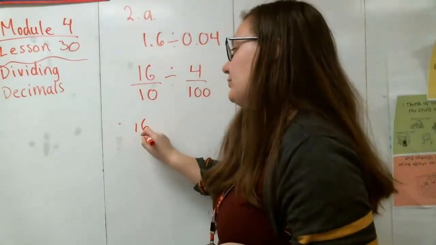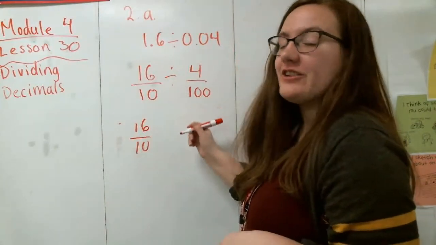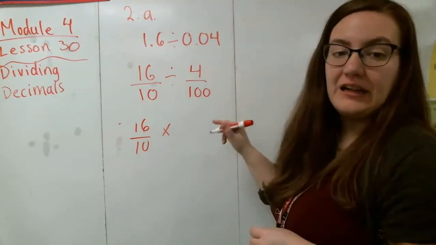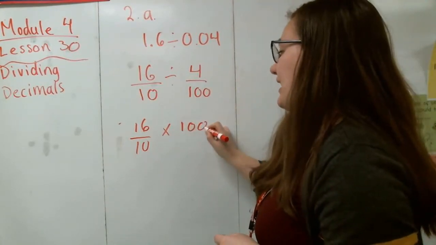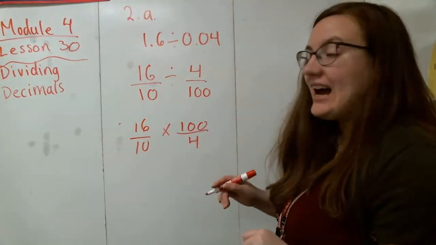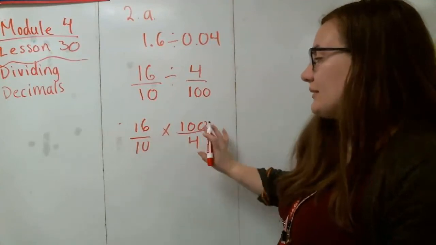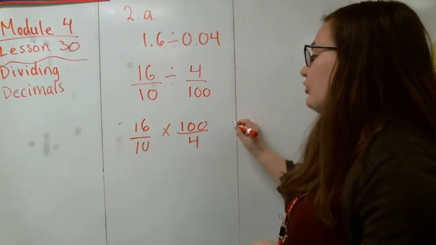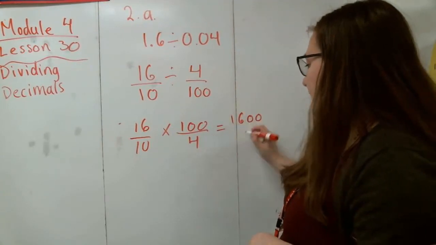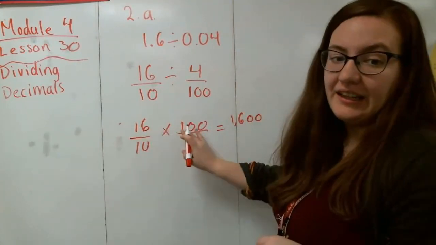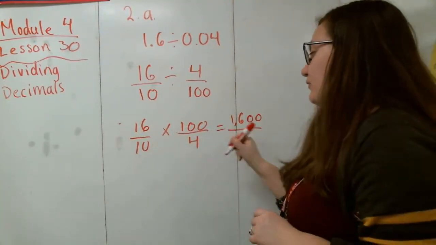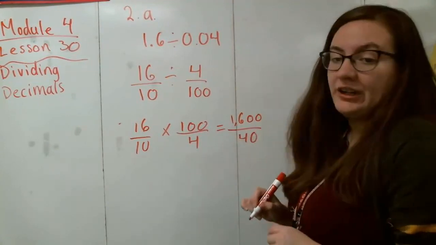So 16/10ths will not change. Now my division symbol will become a multiplication symbol, and then after that we're going to flip-flop for 100ths so that I have 100 over 4. Then I can start multiplying. So we have 16 times 100, which equals 1,600, because I have 16 times 1, and then add those 2 zeros on, and then I have 10 times 4, which gives me 40.